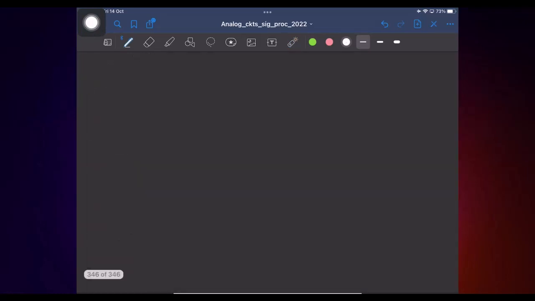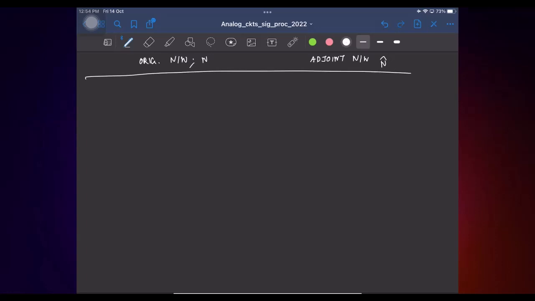So just to summarize, if you were to apply reciprocity for networks containing R, L, C and control sources, the original network has to be replaced by a network called adjoint network, which we'll call N hat. And if the original network had R, what do you do in the adjoint network? You don't do anything. The branch is retained as it is with the same resistance. Same holds good if you have L and C. Right?